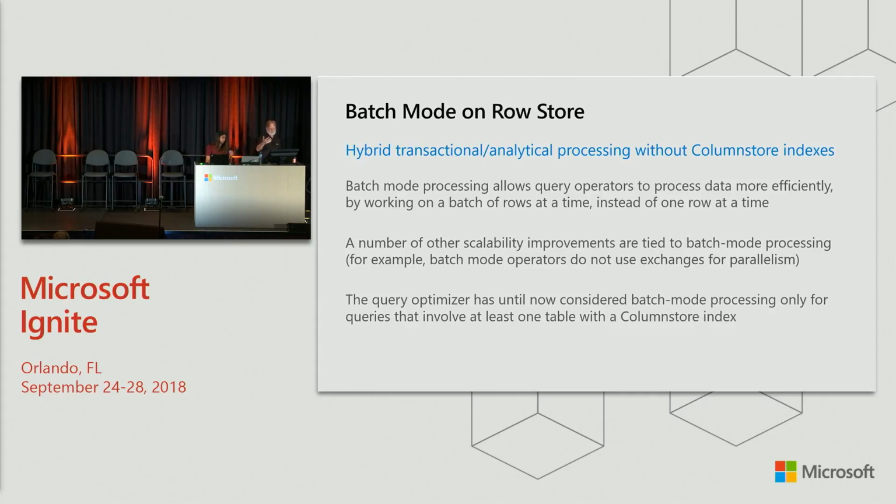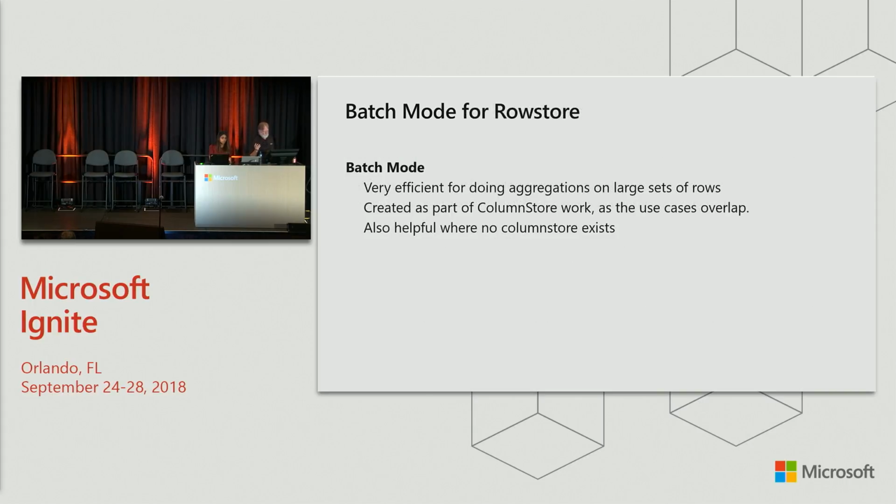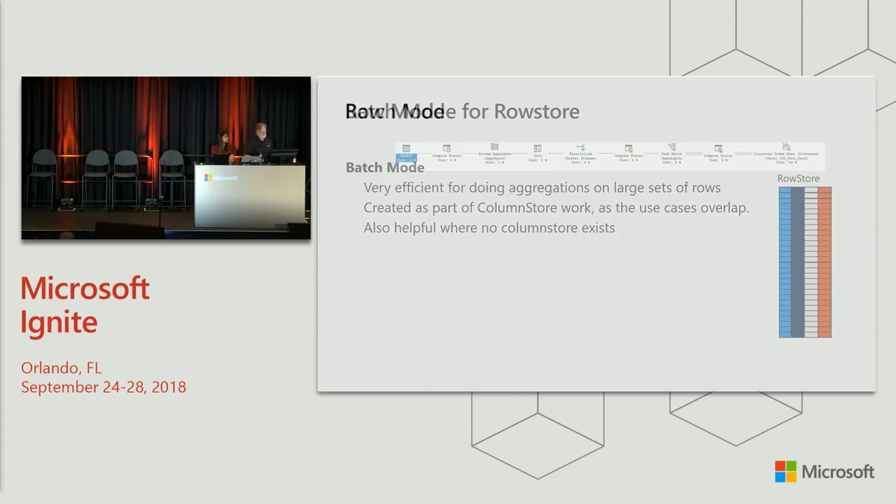So that's kind of the scenario where batch mode on row store comes in. There's some cases where you can't use column stores. Batch mode is very efficient at doing aggregations on a large set of rows. Created column store work, the use cases overlap. It's also helpful where no column store exists.